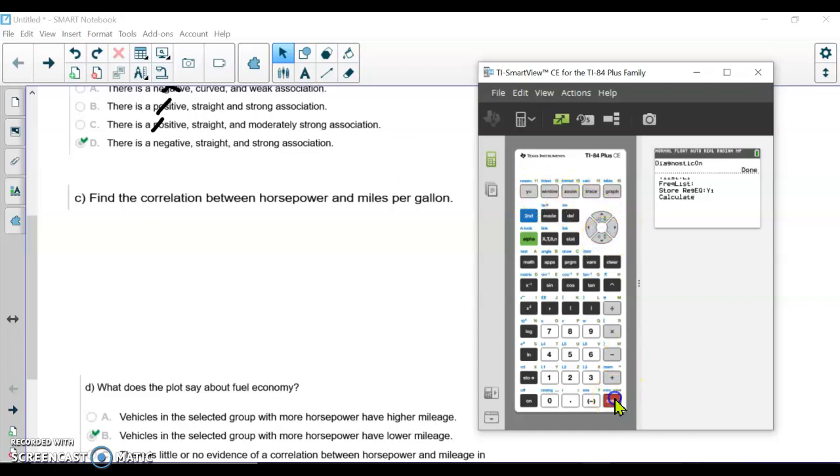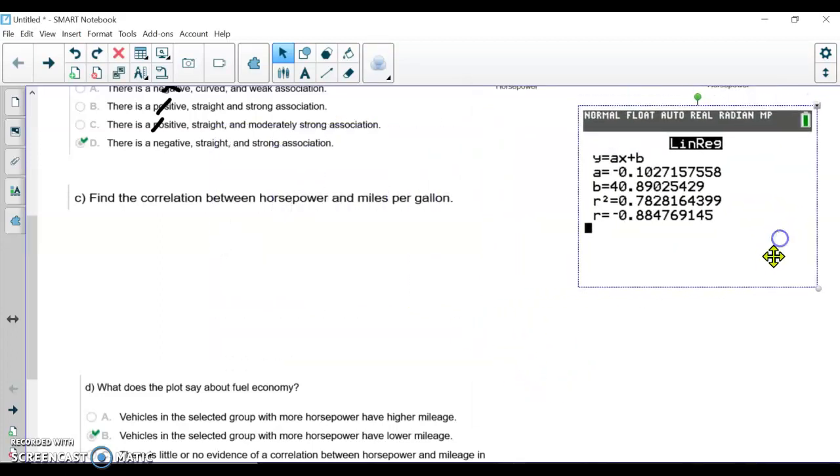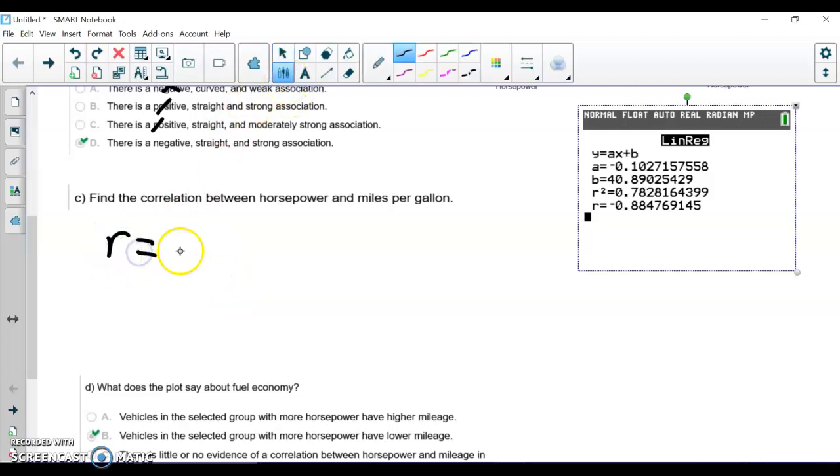But anyways, if we hit calculate, with the diagnostics on, it'll give you these R values. And we want the R itself, the correlation coefficient. And let me tell you how to interpret it. So all you got to do here, if I'm not mistaken, actually, is to just say what the R value is. So it's negative 0.88.